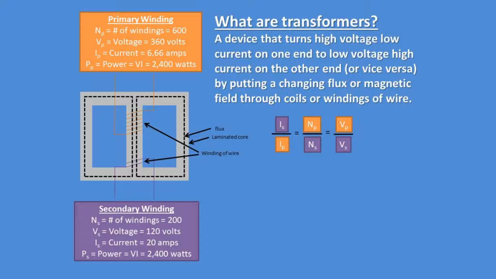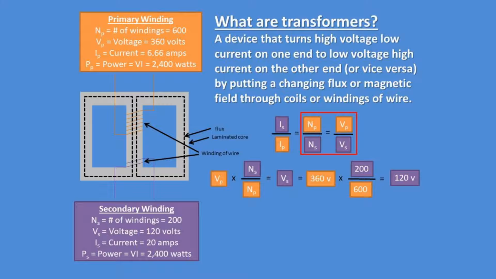You can use this to check your work and recall that power equals voltage times current, or in other words, V times I. So now let's say you have the voltage of the primary and the number of turns for both the secondary and primary. We can use this section of the equation to solve this problem. Using algebra to rearrange the formula to get what we are solving for, voltage secondary, to one side, we get this equation. Plugging in our numbers, we get 120 volts for our secondary winding.